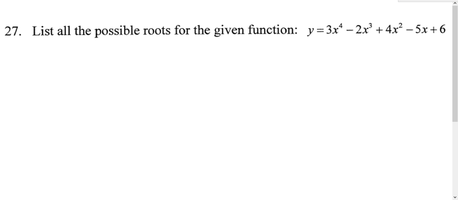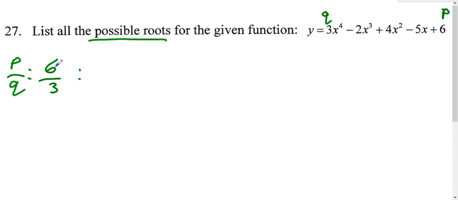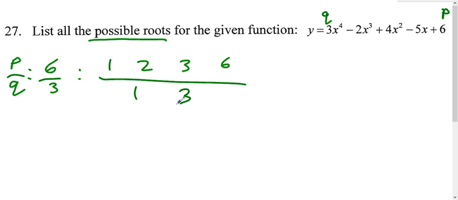So listing all the possible roots, P over Q. P is the constant, Q is the leading coefficient, and it's all the factors of those numbers. So 6 over 3. It's all the factors of 6, which is 1, 2, 3, and 6, over all the factors of 3, which is 1 and 3. And it's all positive or negative combinations of those numbers. So you can have 1 over 1, 2 over 1, 3 over 1, 6 over 1, or any of those over 3.